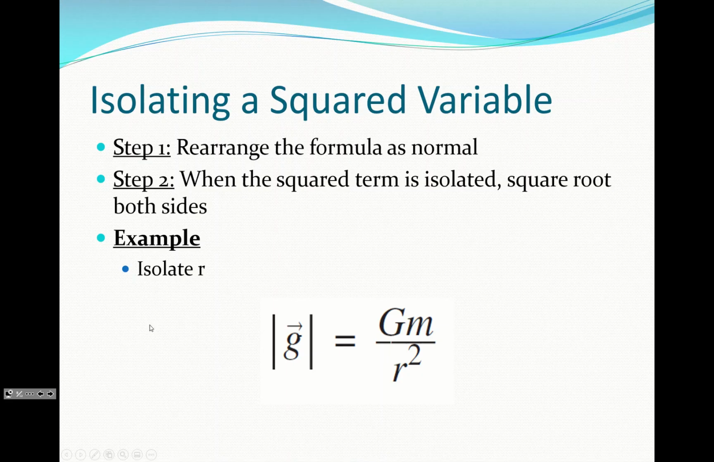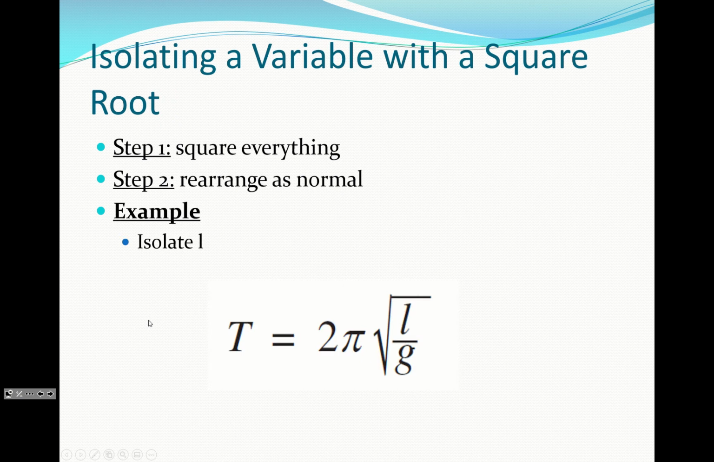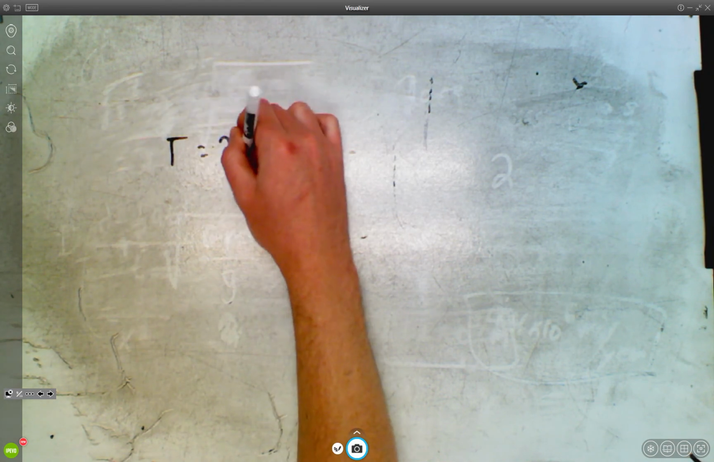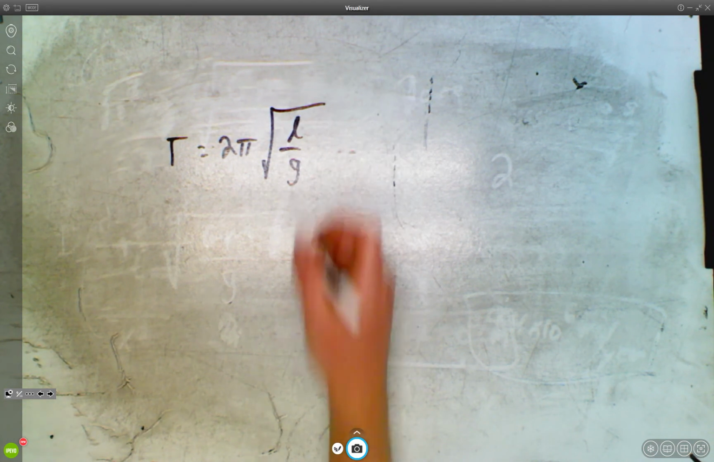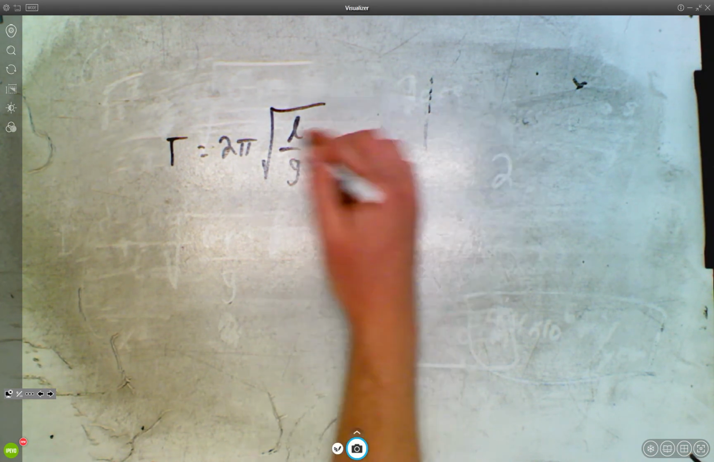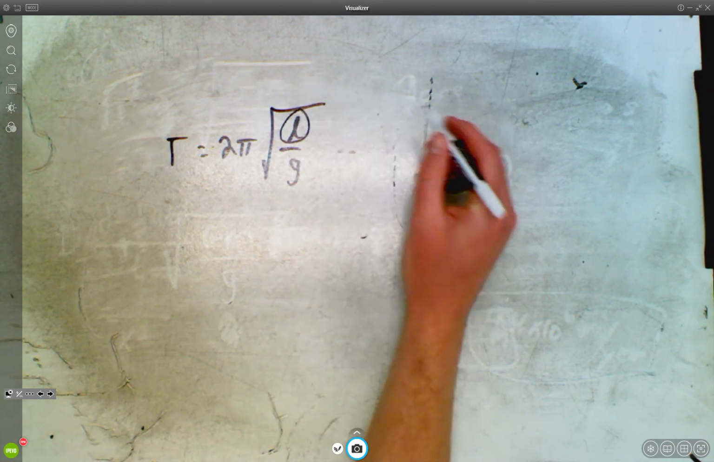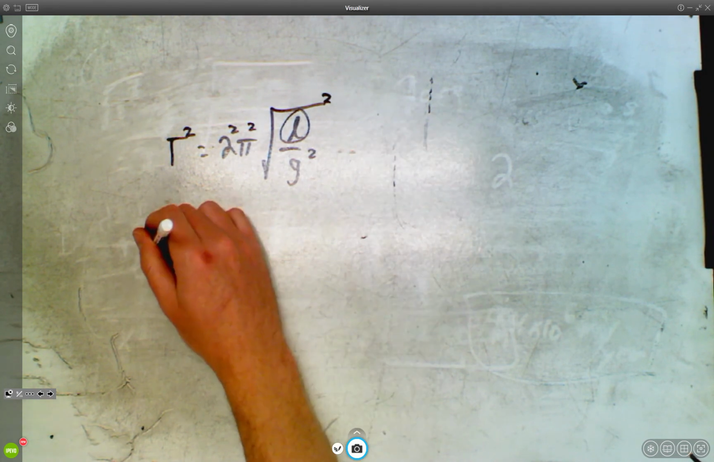My next example is isolating a variable with a square root. So my first step is square everything. That'll get rid of our square root, and then rearrange as normal. Okay, so we're going to isolate L in this situation. So we have T equals 2 pi square root L over G. And I use a handwriting L just so it doesn't look like a 1. So whenever I have a square root, I'm trying to find something that's square rooted. I want to isolate this. I'm just going to square everything, and that gets rid of the square root, because square roots are messy and people don't like them, so let's get rid of them.